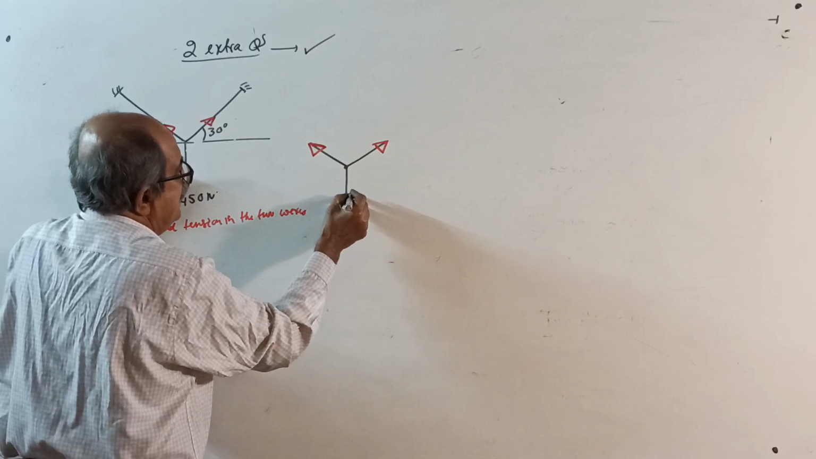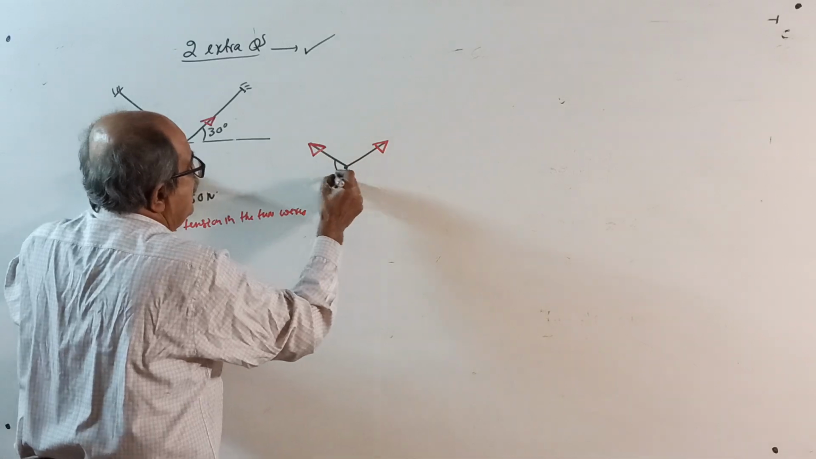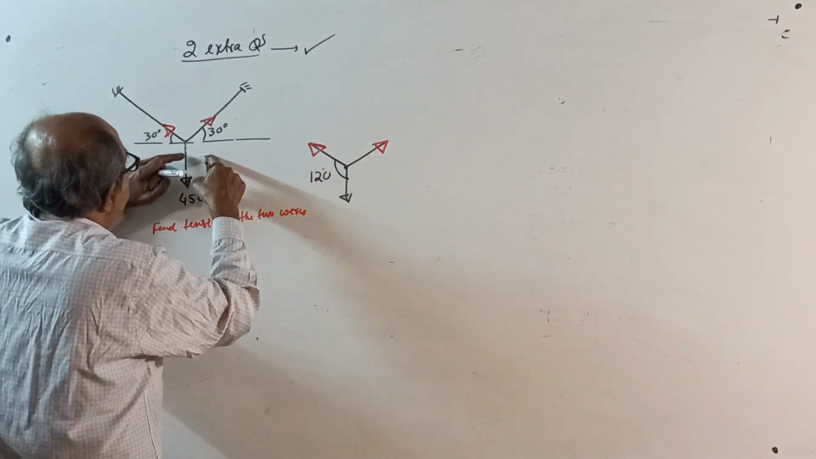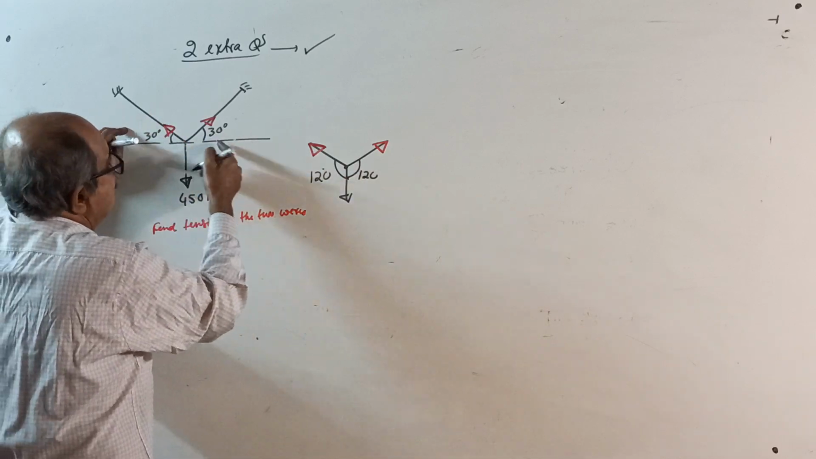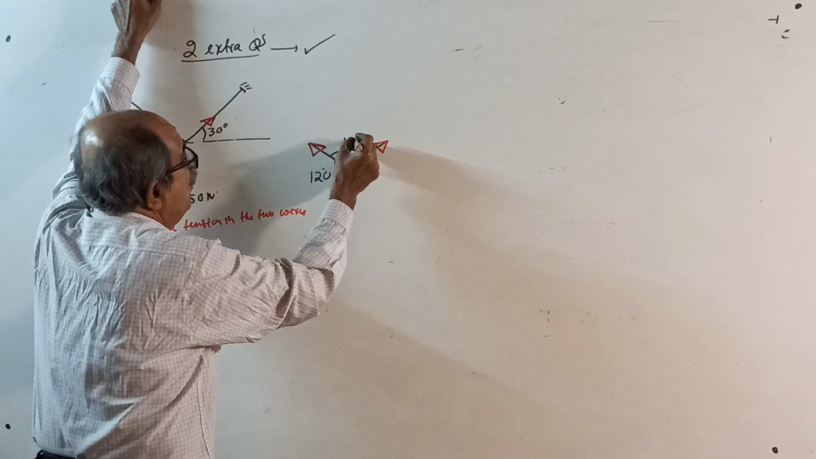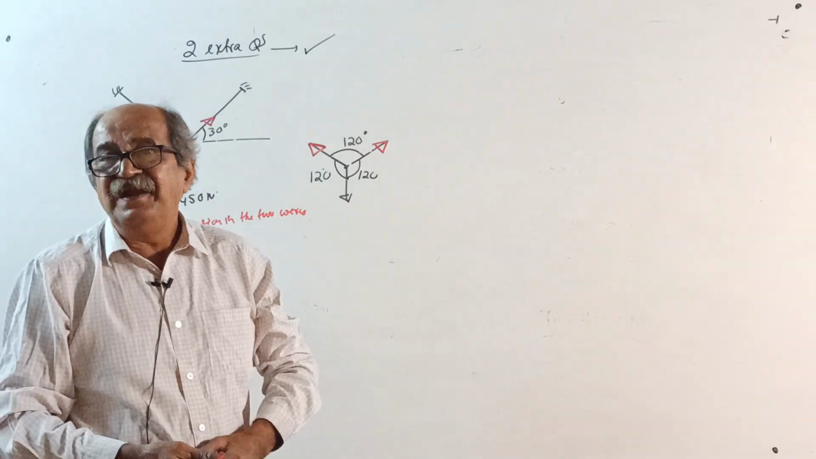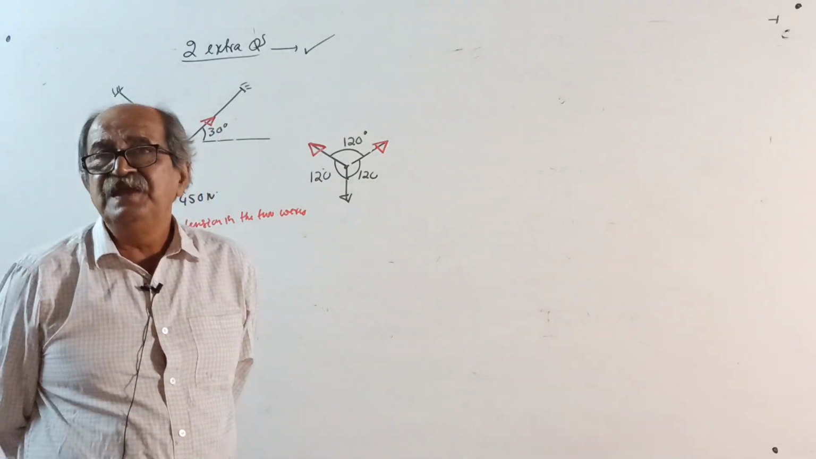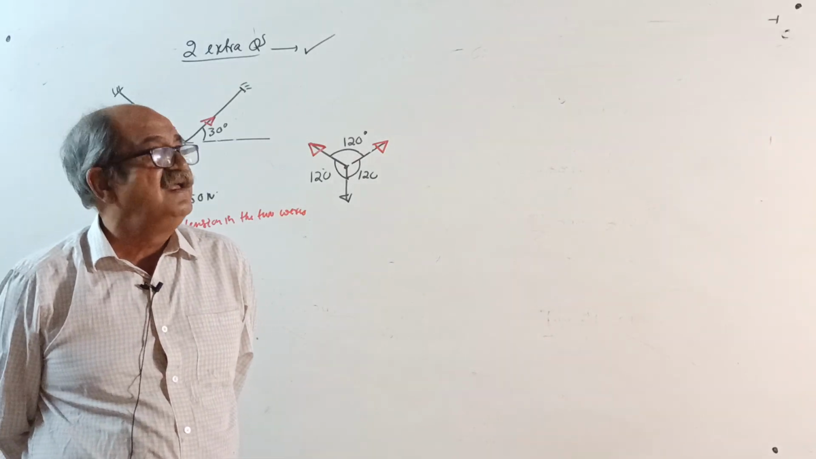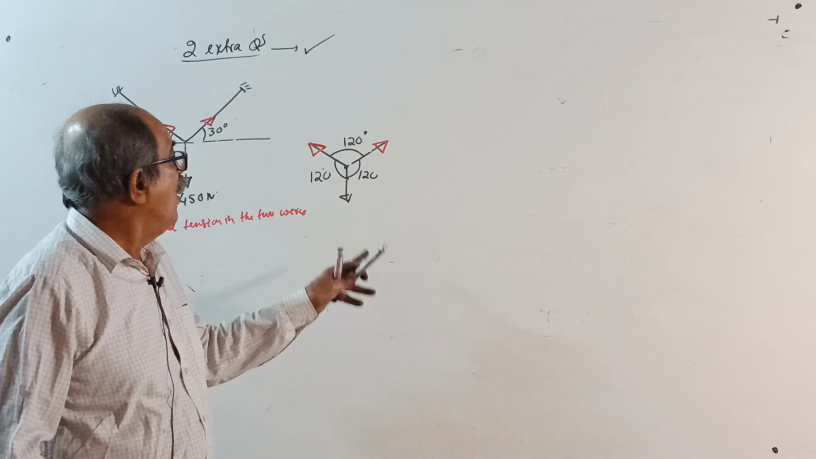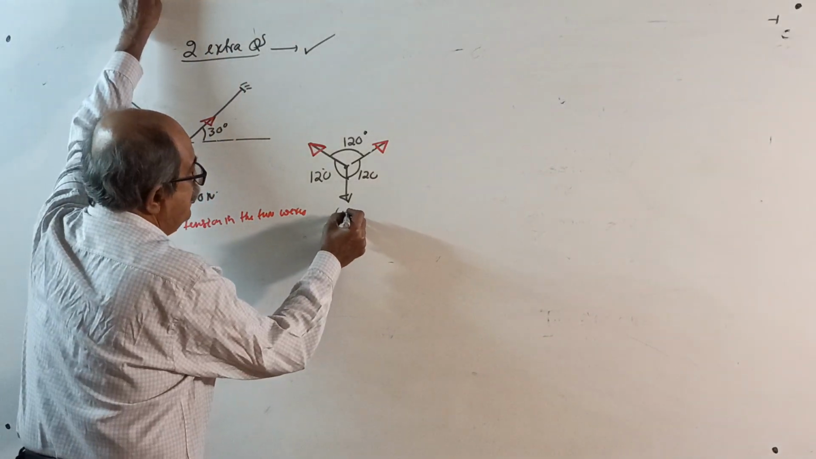And 450. Then 90 plus 30 is 120. 180 minus 30 is also 120. Oh, all three angles are equal. There is a rule: at a joint, if there are three forces acting and the angles between all the forces are the same, then all three forces are of equal magnitude. Therefore, this is 450 Newton.